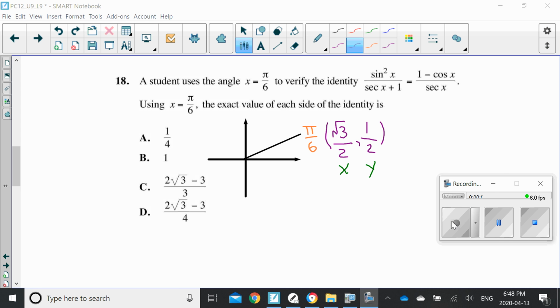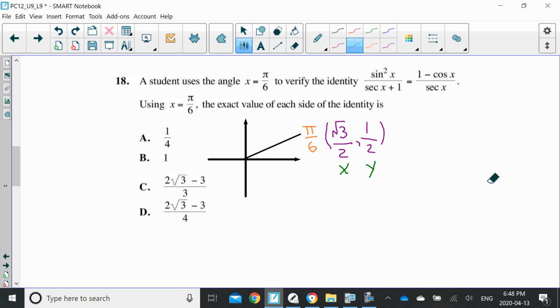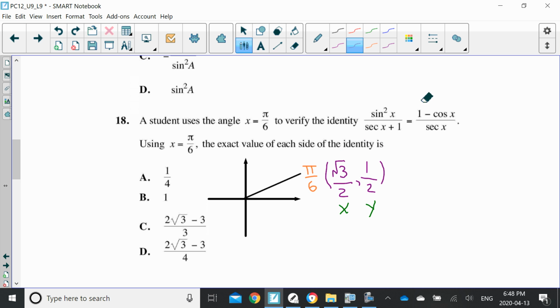This is question 18 from lesson 9, which is the practice test on Trig 2. The question says a student uses the angle of x equal to pi over 6 to verify this identity. If this were a test question, you would essentially be splitting the identity in half, putting in pi over 6 on the left-hand side and pi over 6 on the right-hand side, and verifying that the left-hand side is equal to the right-hand side.